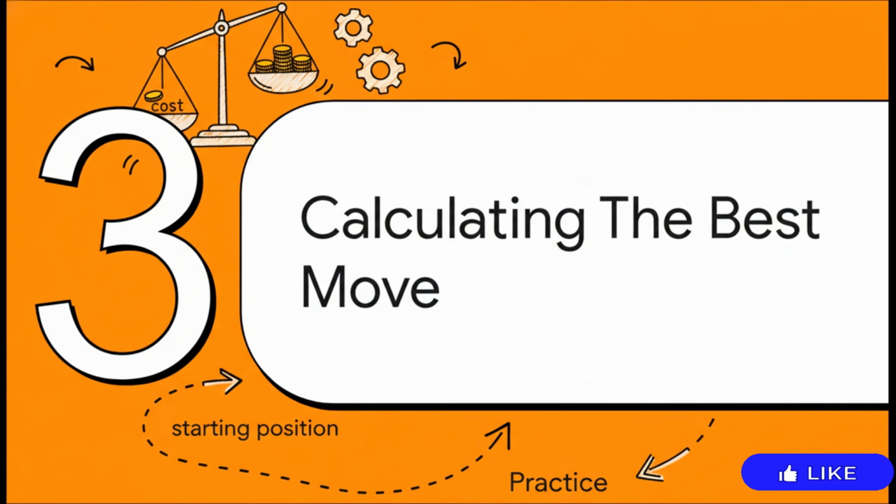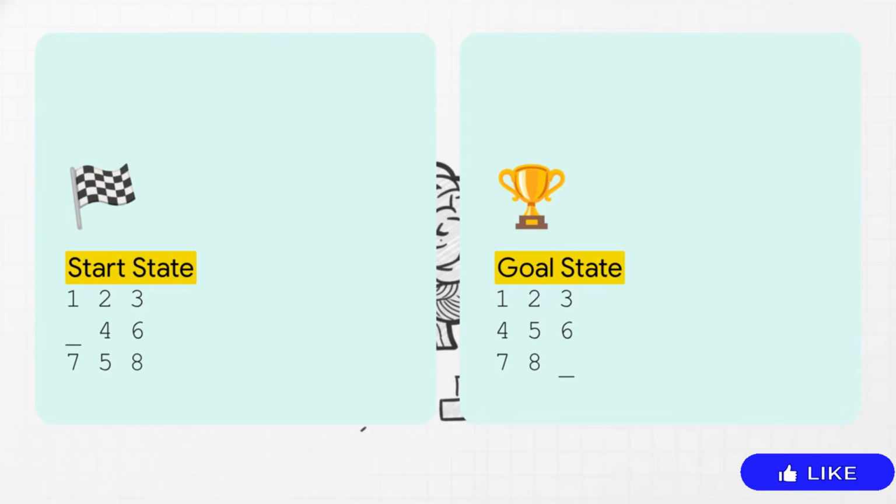All right, time to put this theory into practice. First things first, we need to calculate the cost of our starting position. That'll give us a baseline for the whole journey. So, here we go. On the left, you see our scrambled up puzzle, the start state, and on the right, that's our goal. That's what we want it to look like. Our mission is to get from start to goal as fast as we can.